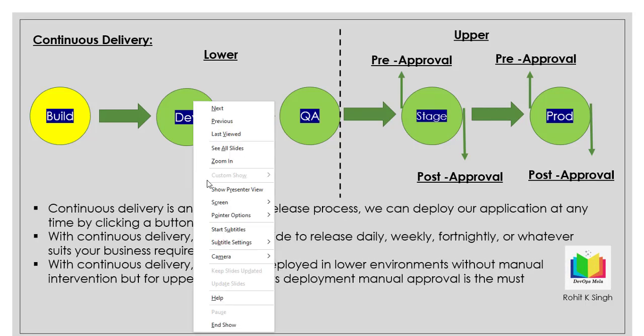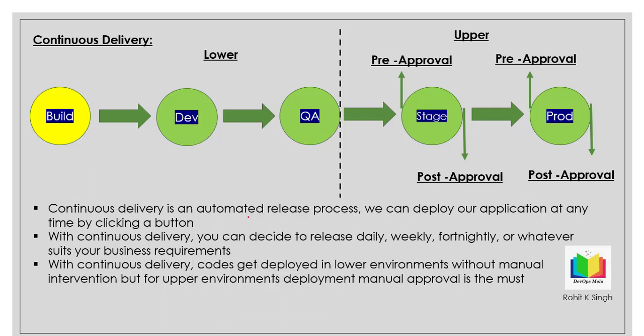So continuous deployment is an automated release process. We can deploy our application at any time by clicking a button. So by a button click, you have the pipelines and everything in place. So by a button click you can deploy things in continuous delivery method. With continuous delivery you can decide to release daily, weekly, fortnightly, or whatever suits your business requirement.